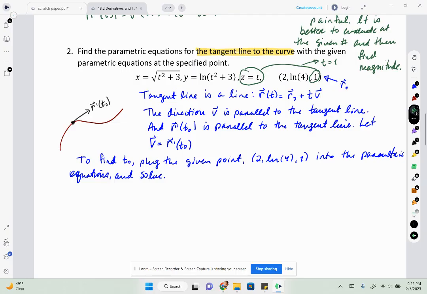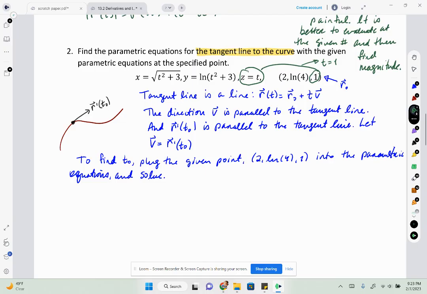If I let y equal ln of 4, then I have ln of 4 is equal to ln of t squared plus 3, which means 4 is equal to t squared plus 3. Again, t squared is 1, and t is plus or minus 1. The z is equal to 1 pins us down to just the positive solution and not the negative solution.